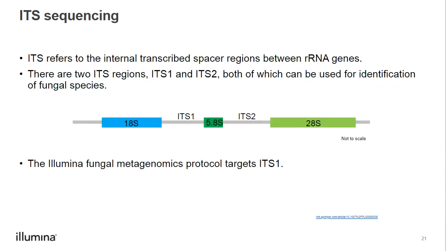Now let's take a look at the Illumina fungal metagenomic sequencing protocol. The Illumina fungal metagenomics workflow is a protocol for ITS sequencing. ITS refers to the internal transcribed spacer regions between our RNA genes. There are 2 ITS regions, ITS1 and ITS2, either of which can be used for identification of fungal species. The Illumina fungal metagenomics protocol, as written, targets ITS1.